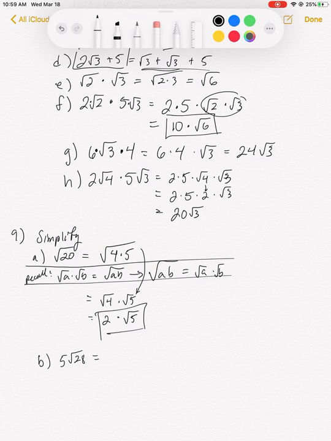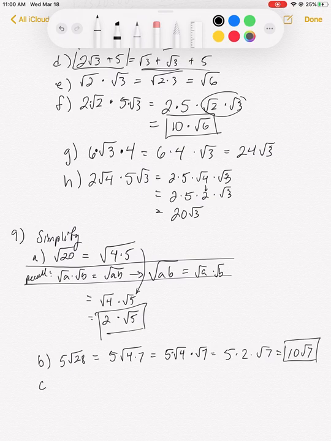Okay, now that you've probably resumed, let's see how you guys are doing. 5 times the square root of 28. So we have 5 times the square root of 4 times 7. Okay, so 4 is a perfect square. So that's the same as 5 times the square root of 4 times the square root of 7 using the product rule. Okay, and that's going to be equal to 5 times 2 times square root of 7, which is equal to 10 square root of 7. Okay, and so that's the answer to that one.